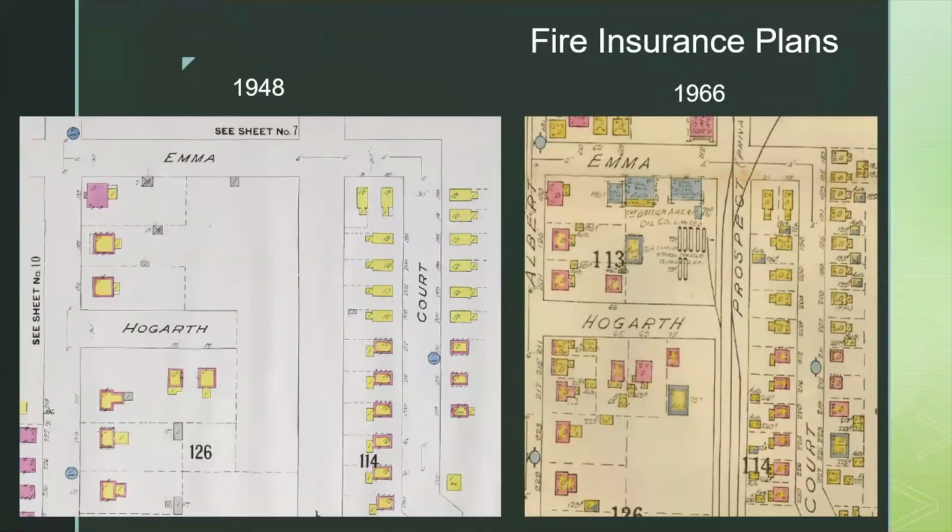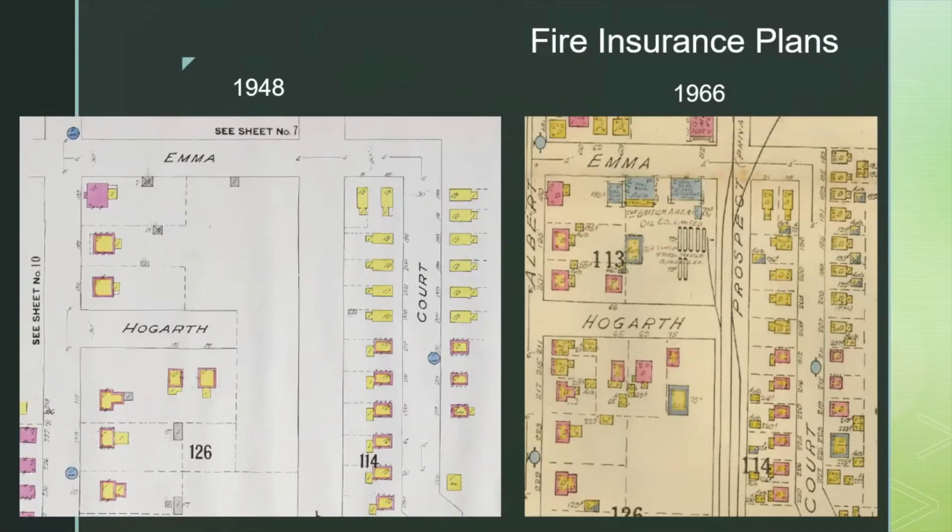So, for example, you can look at an 1948 and the 1966. 1948, we have digitally. 1966, we do have the physical copies. And you can see this same area, which is just south of where the current Tribute Community Center arena is. So, Emma Street, Hogarth Street, and Court Street, you can see where some of the properties have changed over time.